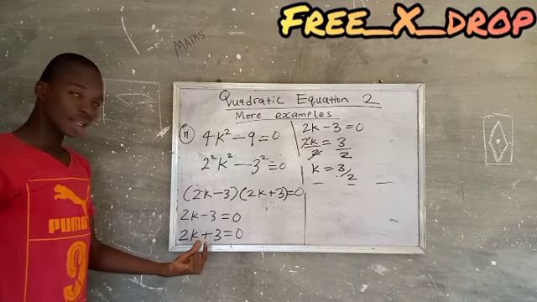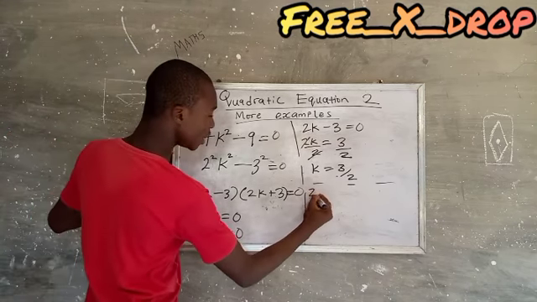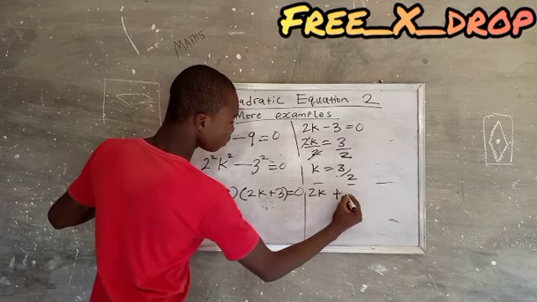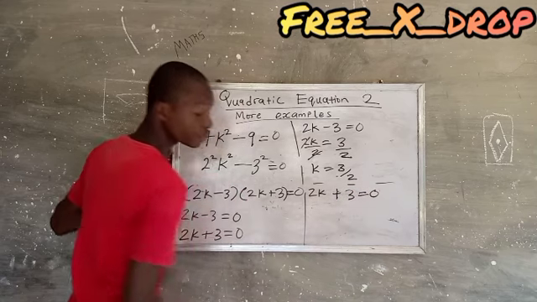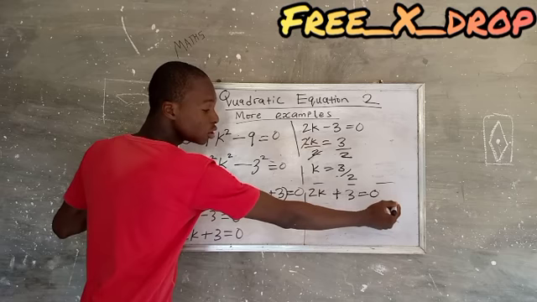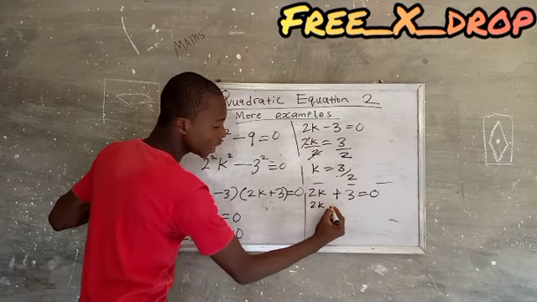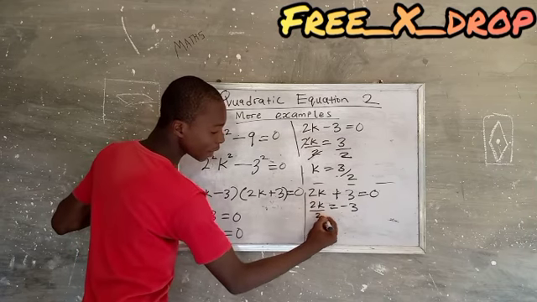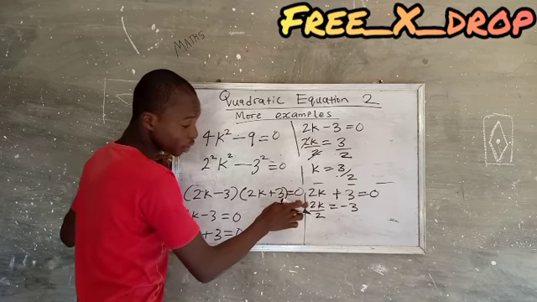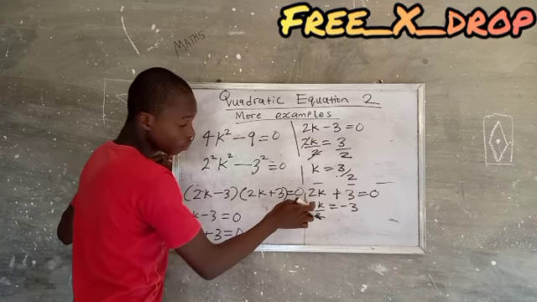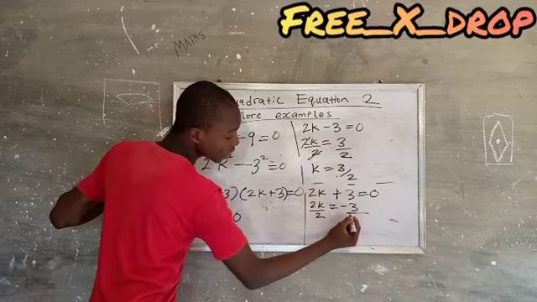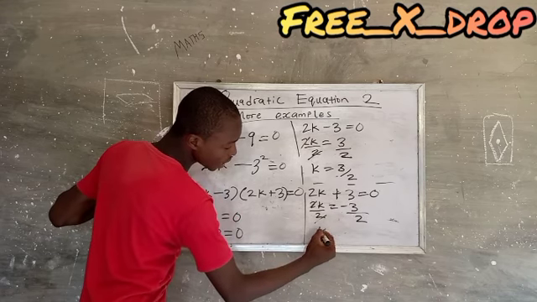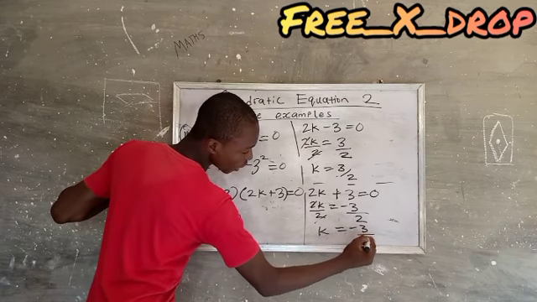Now, for the second one, let's get our second answer. 2k plus 3 is equal to 0. Now when we move 3 to this other side by collecting items, we have 2k equal to minus 3, because it's plus 3 here, it turns to minus 3. Now we divide both sides by 2 to collect items, because we want to remove this 2 here. We need only k to solve. 2 here, this is minus 3 over 2. So k is equal to minus 3 over 2.